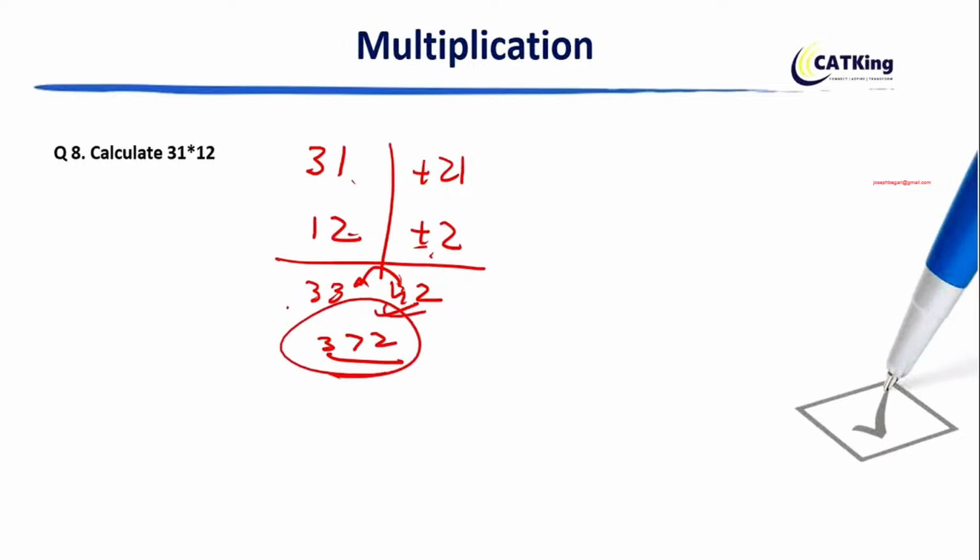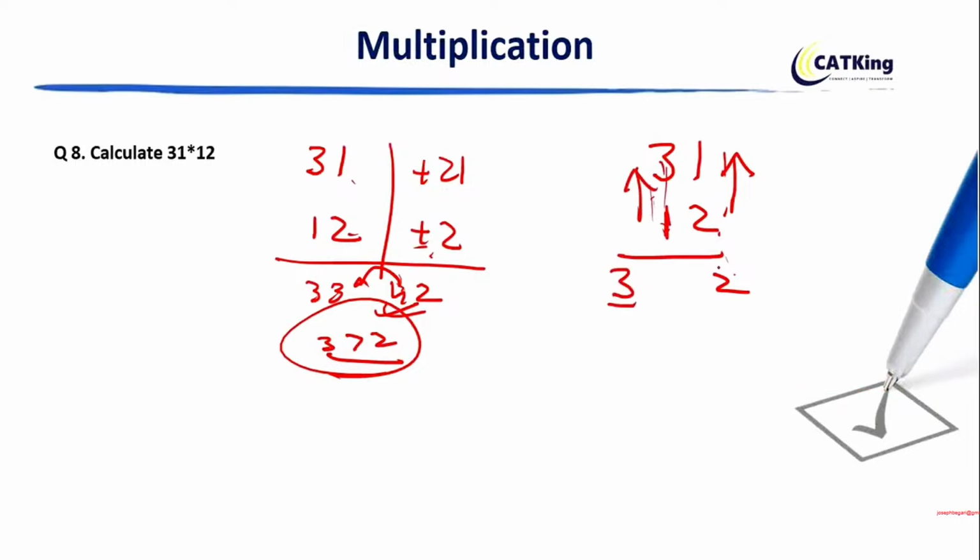There's one more, easier method for any two numbers. This is 31 into 12, right? Just write 2 into 1, which is 2, the last digit. The first digit will be 3 into 1, which is 3. First digit is simply this, last digit is simply this. The middle digit is 3 into 2 plus 1 into 1, cross multiplication, which is 6 plus 1, 7. That is your answer. So these are the two methods.